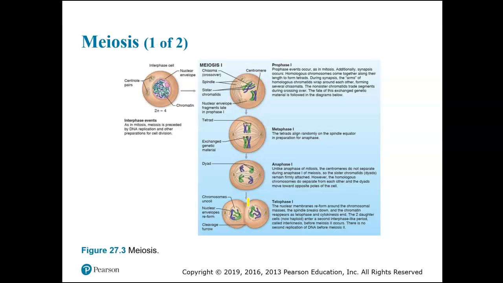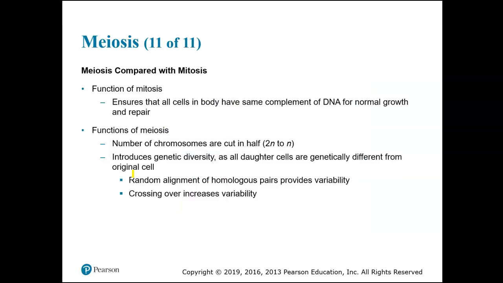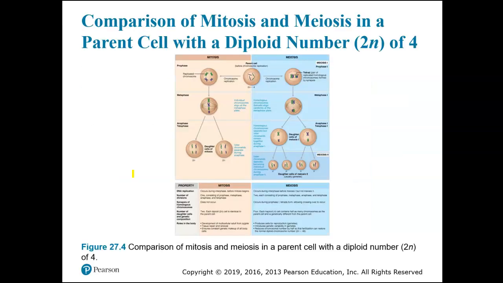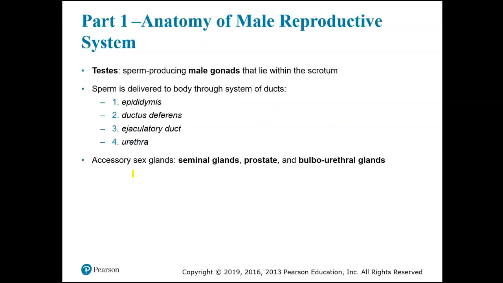So after meiosis II occurs, you end up with 4 cells that each have the haploid number of chromosomes in them. So you would end up, for example, with 4 sperm that each had 23 chromosomes rather than 46. And you have animations that you can watch on meiosis. I encourage you to watch that.